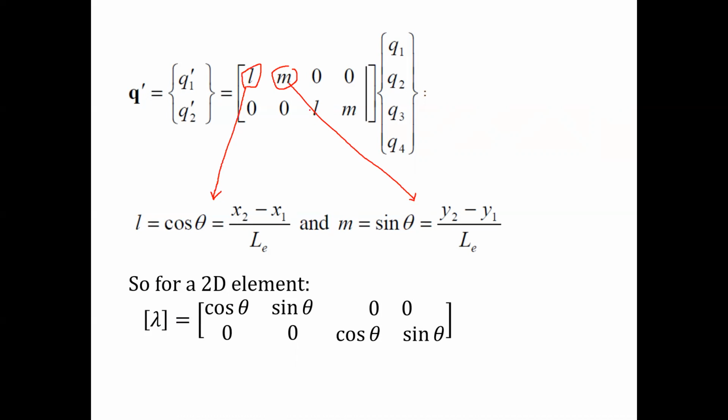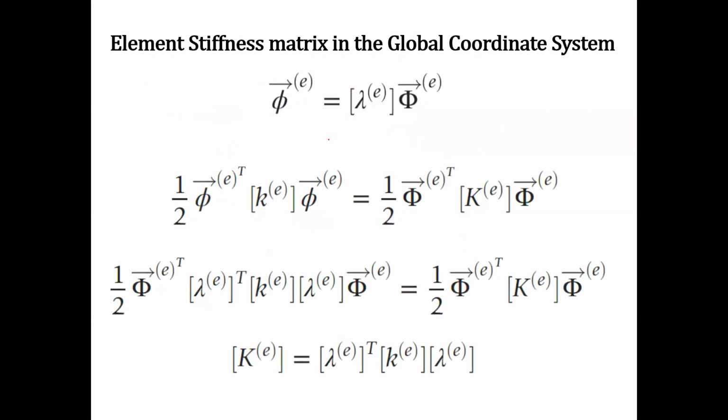But I'm using this direction cosine terminology because in the same way there could have been a third, n, which would have been the cos of the angle that it makes with the z-axis. Okay? But for our simple case, L is just equal to cos theta and M is just equal to sine theta. Okay? So for a 2D element, this is your transformation matrix lambda. You can also take its inverse. And once we have this lambda, if we know k in the local frame of reference, the local coordinate system, then you can find the k in the global coordinate system.